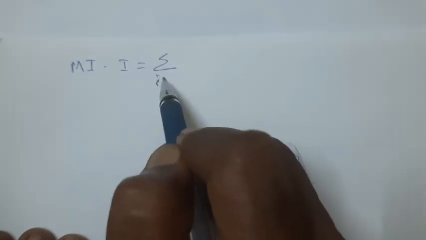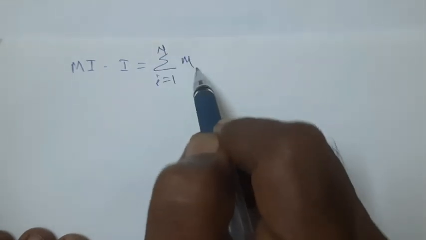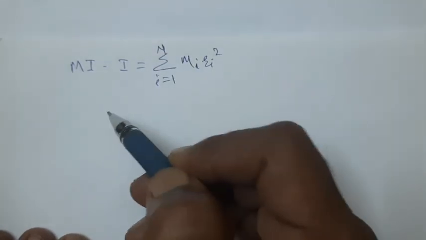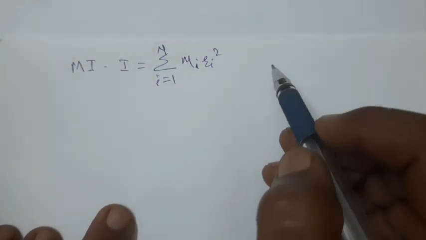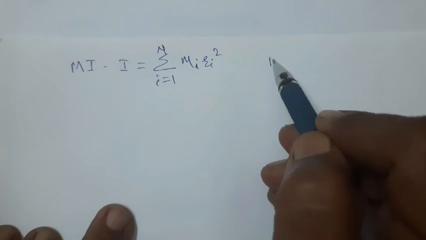We are aware of the definition of moment of inertia and the formula for the moment of inertia of a discrete body. The moment of inertia I is equal to summation over i from 1 to n of m_i r_i square. And we are aware of the moment of inertia of a continuous body.